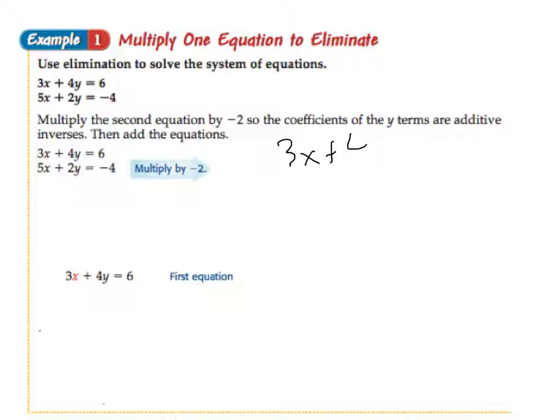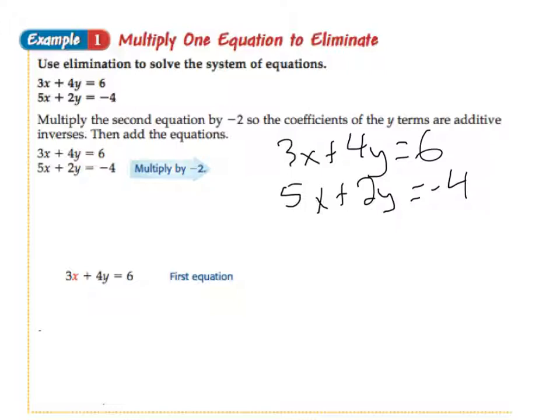Okay, so I'll do it on the side for you guys. 3x plus 4y equals 6, and 5x plus 2y is equal to negative 4. Now when we eliminate, you remember the coefficient, meaning the number in front of the variable, needs to be the same. But when we look here, the coefficient in front of x is different, right? We have two different coefficients. And the coefficients in front of the y, the 4 and 2, are also different. So we can't add or subtract to eliminate either the x or the y right now.